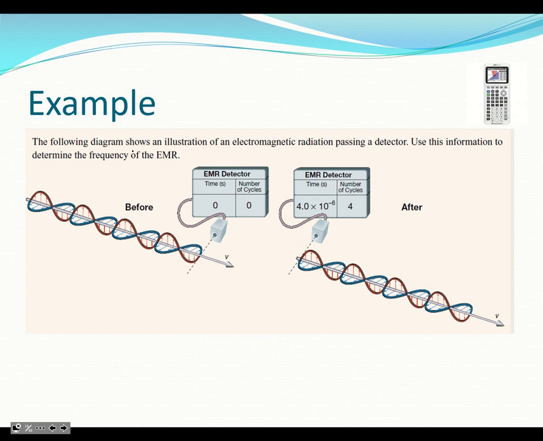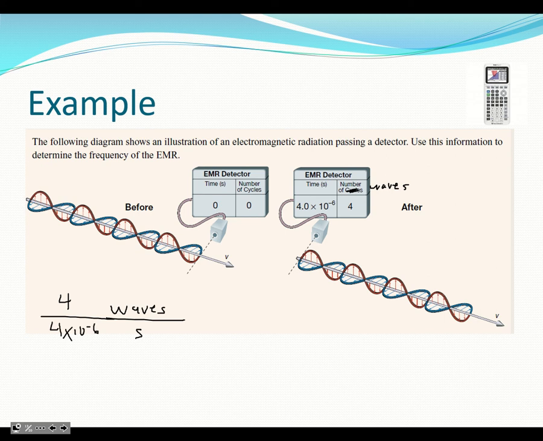Okay, so here's an example. The following diagram shows an illustration of electromagnetic radiation passing a detector. It says the time and the number of cycles here. Number of cycles is the same thing as number of waves. So we have 4 waves passing by a point in 4 times 10 to the negative 6 seconds. To get our frequency, we want to know how many waves per second. So we have to put waves up top, and our seconds down below.